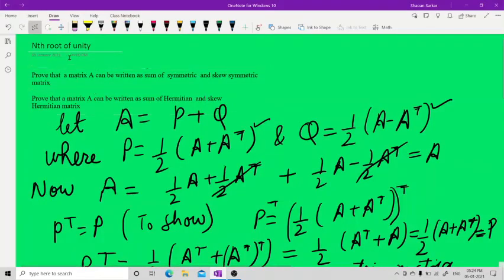Now, students, we will see something new. I'll tell you what is nth root of unity. Before that, we will see how a matrix can be written as the sum of a symmetric and a skew-symmetric matrix, and then how a Hermitian matrix can be written as the sum of a Hermitian and a skew-Hermitian matrix.